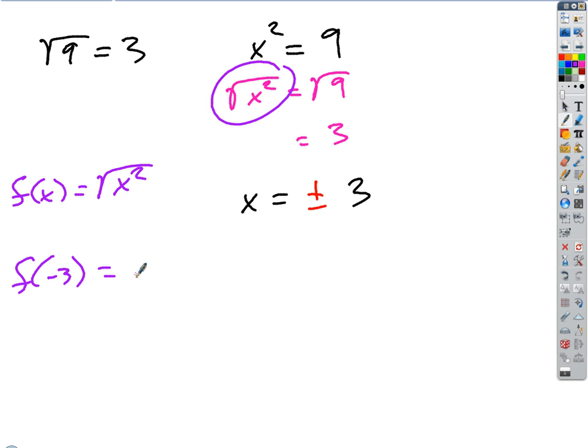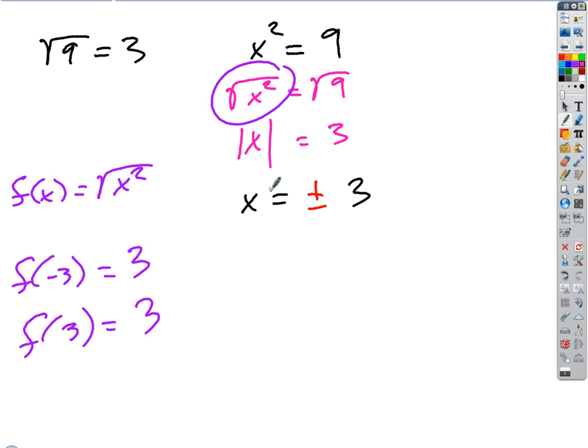Because negative 3 squared is 9, the square root of 9 is 3. What if I plug in a positive 3? What's it going to spit back? 3. Now what function do you know that leaves positive input values alone and changes negative input values to positive? Absolute value, exactly. So what this function really is is the absolute value of x.